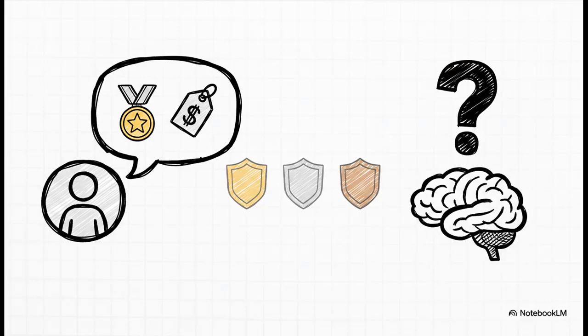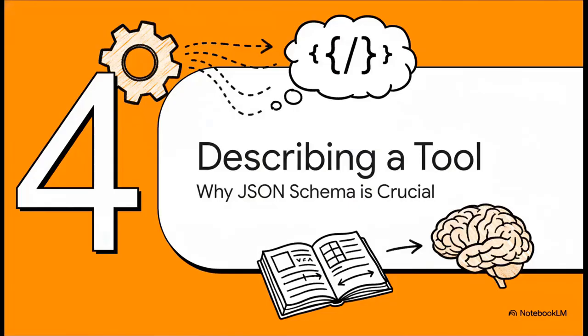The base LLM has absolutely no clue. Your company's rules for gold, silver, and bronze members, that's your private data. The LLM needs help. So how do we give it that help?